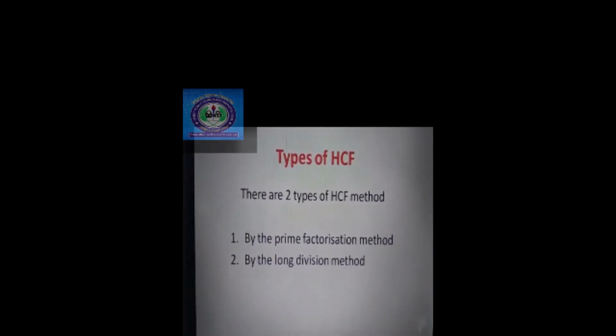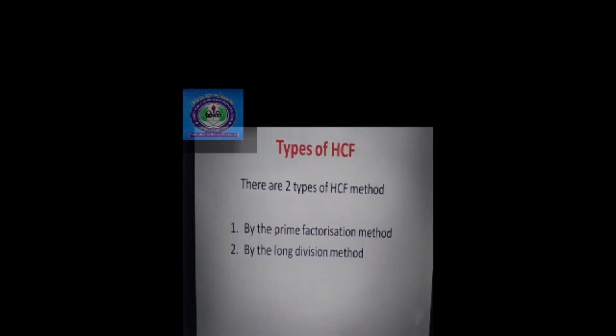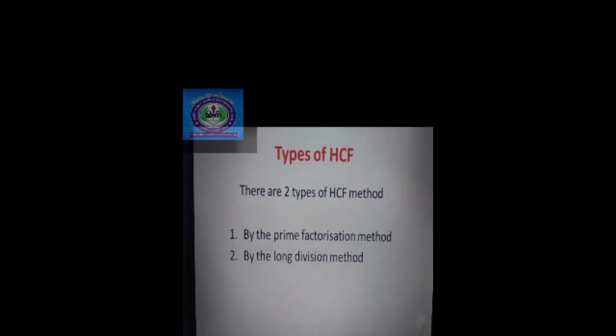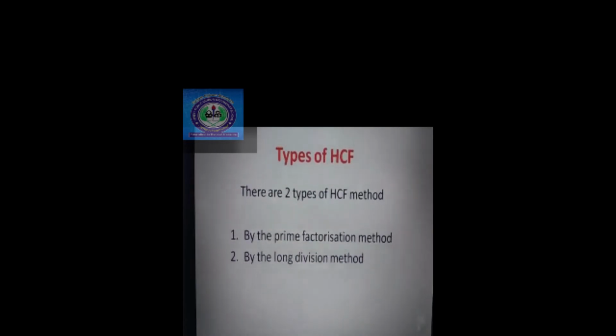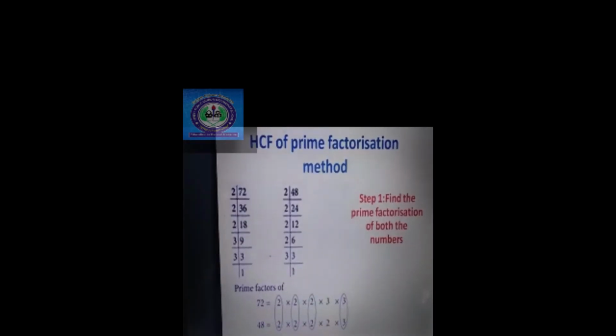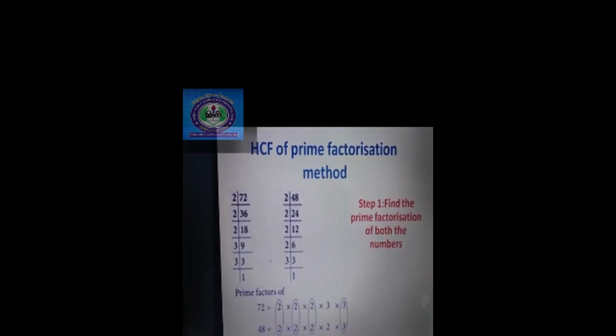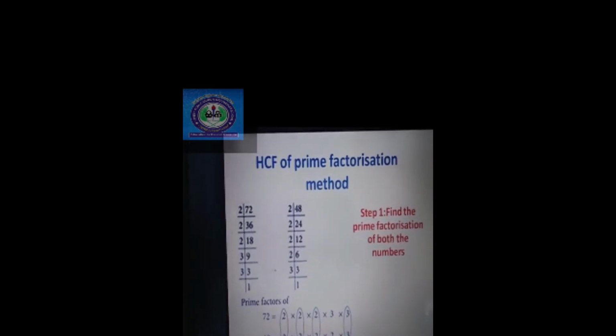Types of HCF. There are two types of HCF methods. First is by the prime factorization method and another is by the long division method. Let's learn HCF by the prime factorization method. Let us consider two numbers, 72 and 48. To find the HCF, we have to follow these steps.